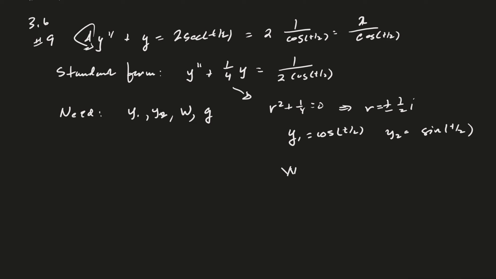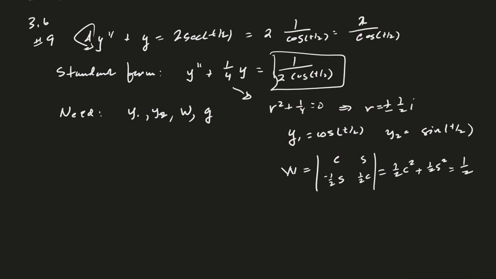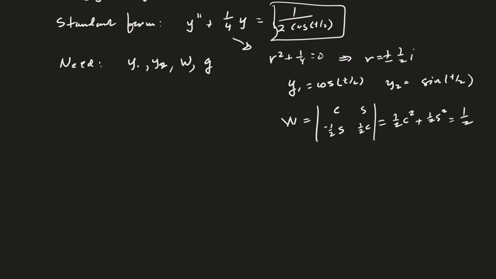Okay, so now we'll take our Wronskian. That's a cosine of t over 2, so derivative is going to be minus 1/2 sine of t over 2, and then it'll be a sine of t over 2, 1/2 cosine of t over 2. So that's 1/2 cosine squared plus 1/2 sine squared. So that's going to be a 1/2. Good. Do we have all our pieces now? g is equal to this quantity. Good. And so now you just plug everything into the formula.